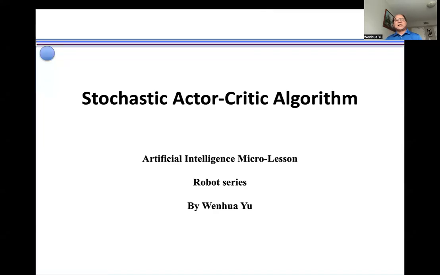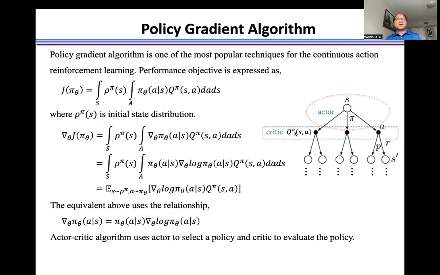Now I introduce the stochastic actor-critic algorithm. For continuous action reinforcement learning problems, the policy gradient method is one of the popular techniques. To use a gradient descent method, we need to define an objective function. Based on the reinforcement learning problem solved by a Markov decision process, we defined the state distribution and the policy distribution.